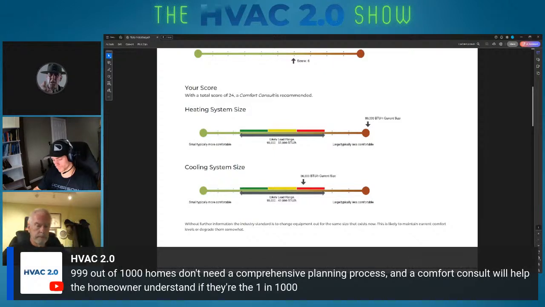And by the way, 99 out of 1,000 homes don't need a comprehensive planning process. And a comfort consult will help the homeowner understand if they're the 1 in 1,000. So this is the other part of it, having narrative around, oh my gosh, this is a problem home and it's going to need more than a comfort consult provides. Yeah. Like, you got cancer riddled throughout your body, and we're going to have to put together a report on how to address each area.